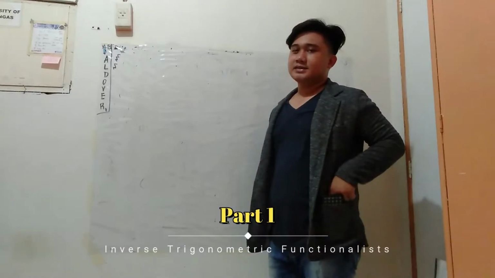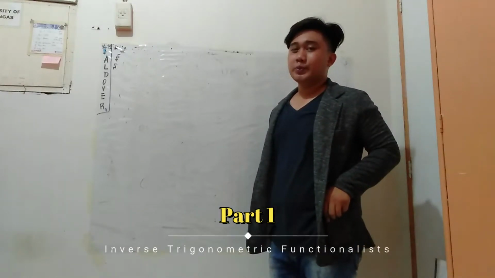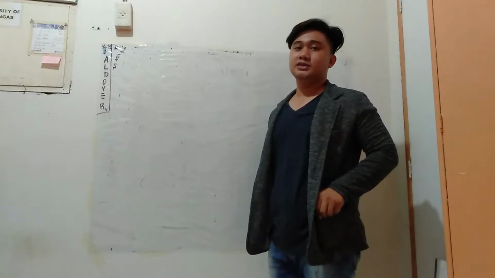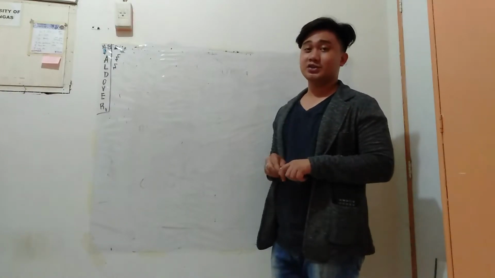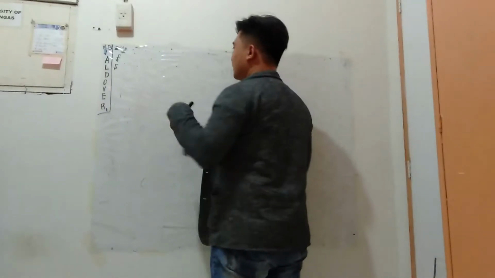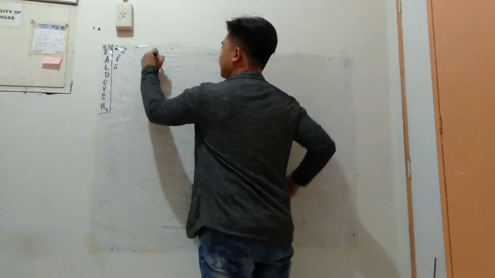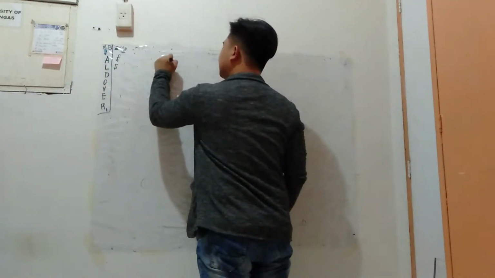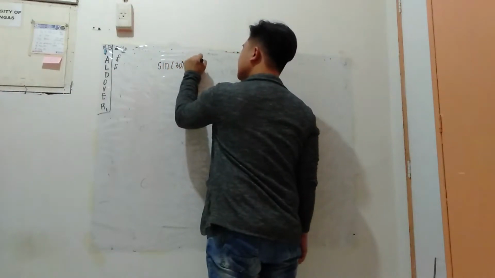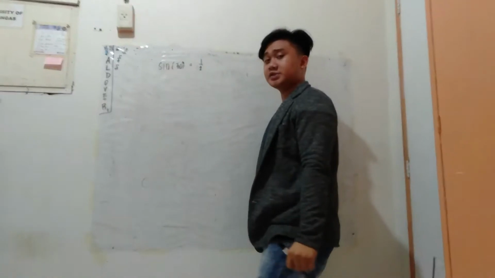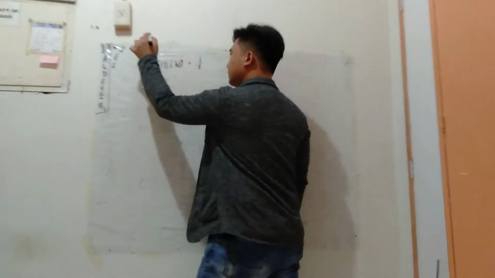Okay? So this time, what we're going to do is differentiating the inverse trigonometric functions. But let us have a review of inverse trigonometric functions. Okay? So for example, I have sine 30 degrees. That is equals to 1/2 if you're going to use your calculators.